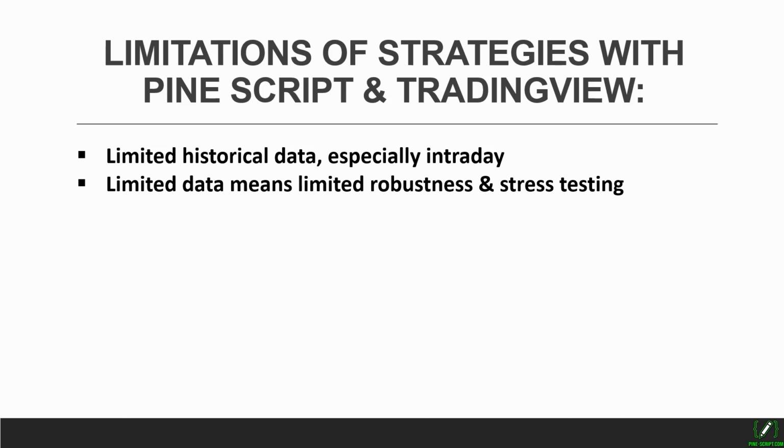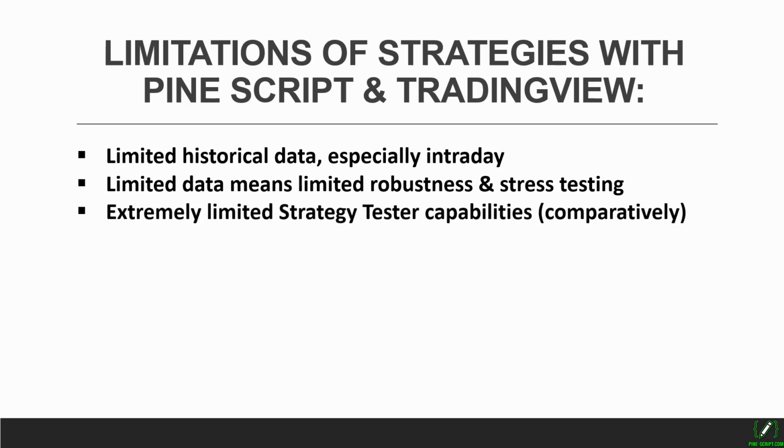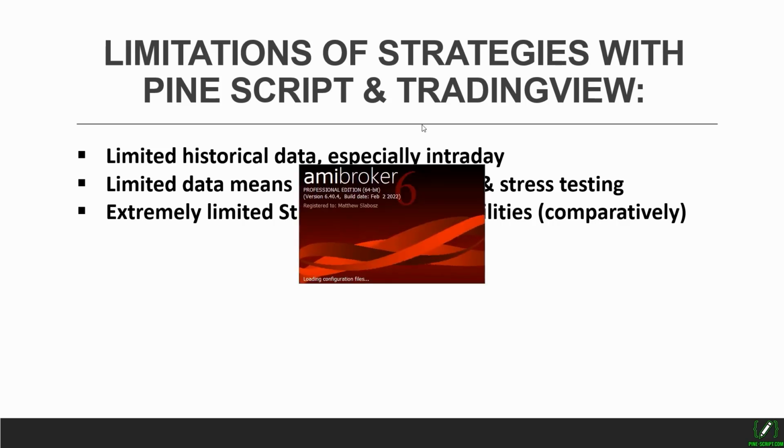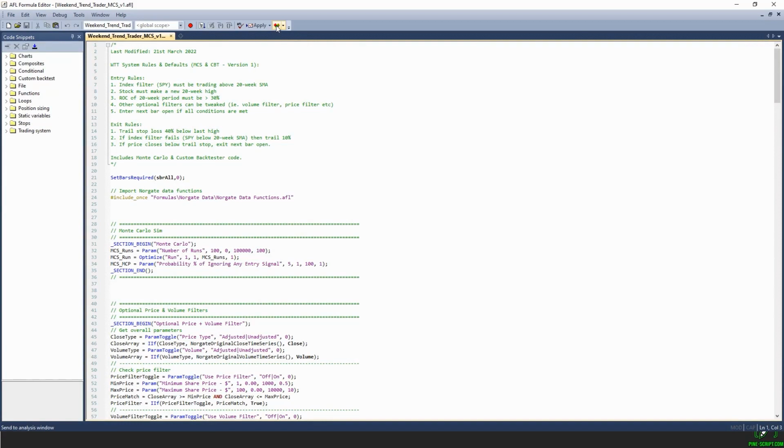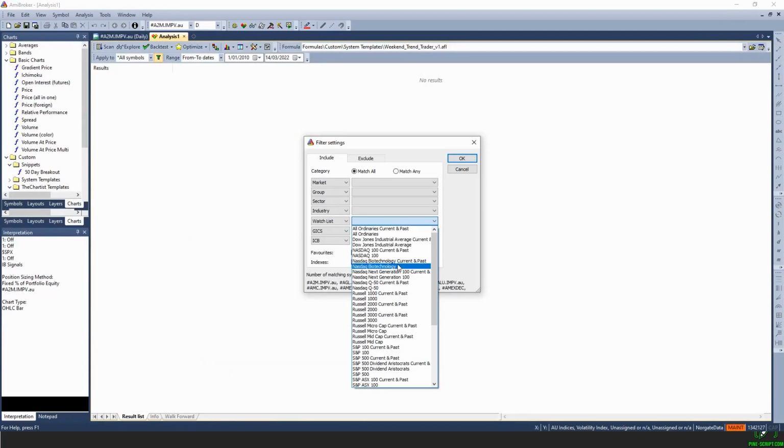Another limitation of working with PineScript and strategies is that the inbuilt TradingView strategy tester's capabilities are extremely limited, at least comparatively speaking, compared to other more advanced testing platforms. For example, if I load up AmiBroker here and I throw on one of my scripts that I created for backtesting through the stock market, and I run a test real quick. Here, for example, I can choose something like the S&P 500 universe, and I can even include the current and past historical constituents of that index.